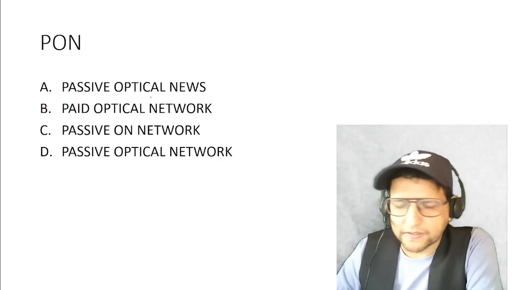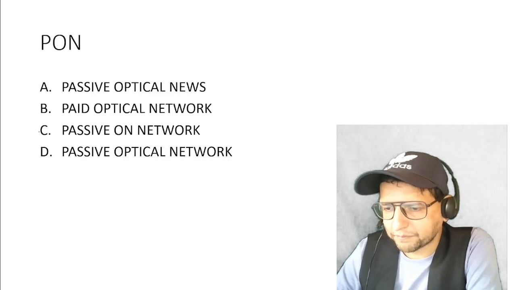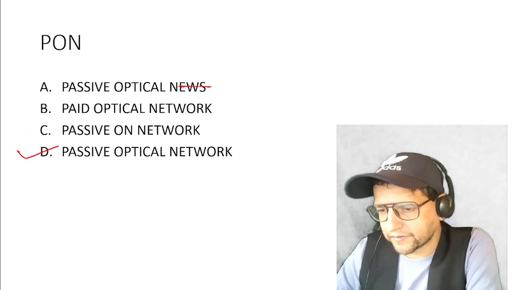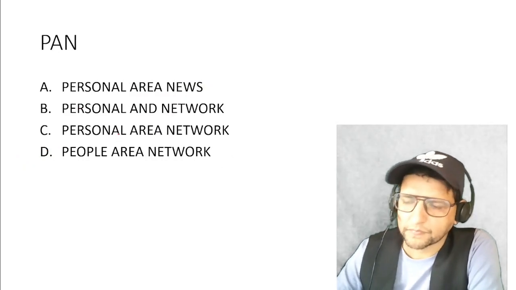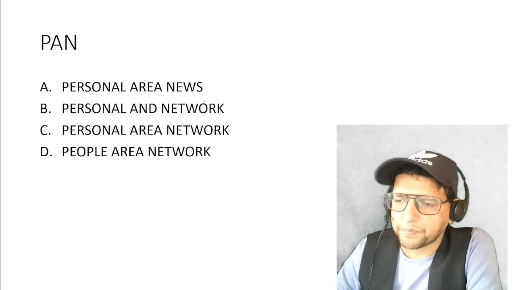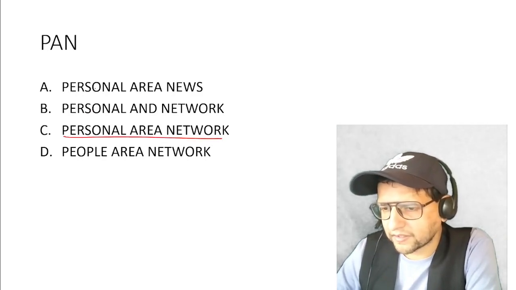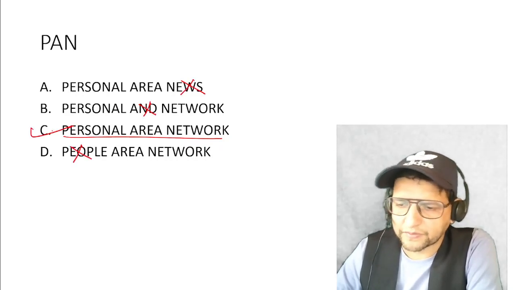PON is your passive optical network. Passive optical network. So D is the right one. It is not news, it is not paid, it is not on. PAN is a personal area network. Personal area network. So C is right. It is not personal area news, it is not and, it is not people. So C is the right one.